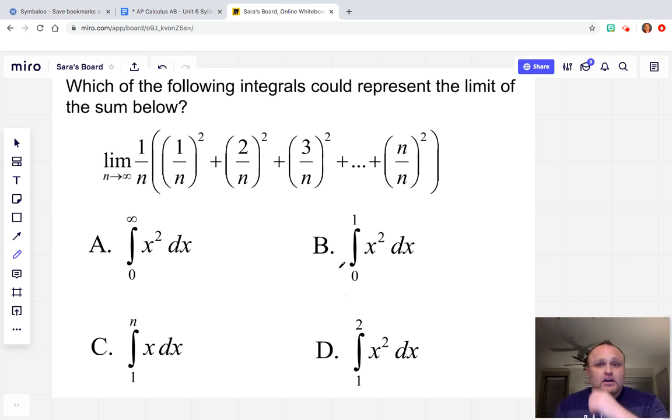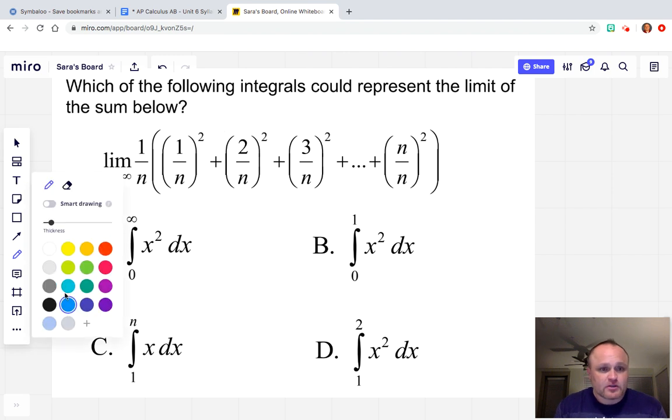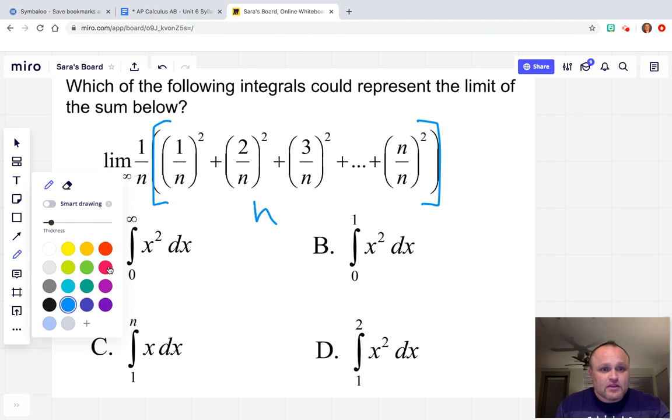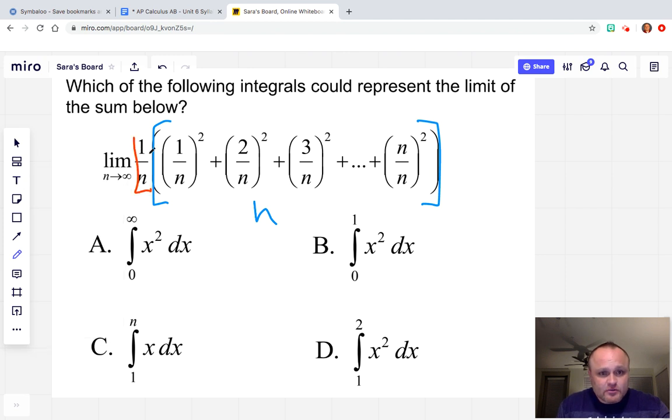Okay, so looking at this huge parentheses, and let me go ahead and color this in blue. This huge parentheses is giving us our y value, and how it changes each jump. So think of this as the height, okay? And this little piece right here is just giving us the delta x.